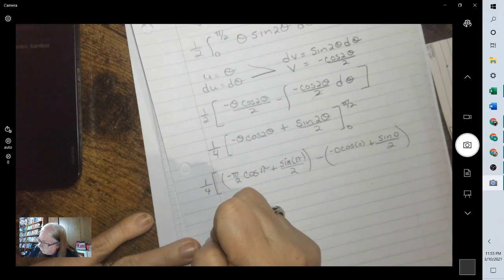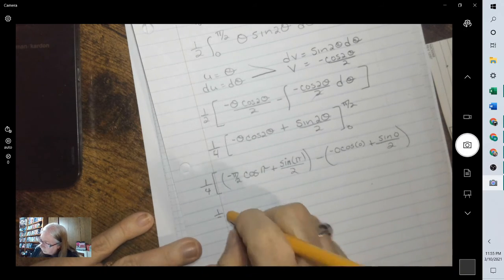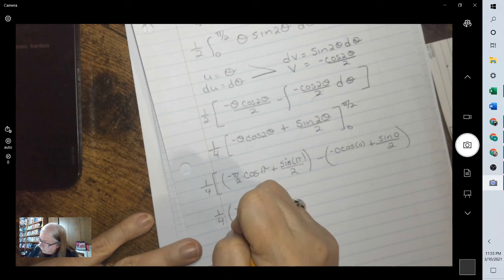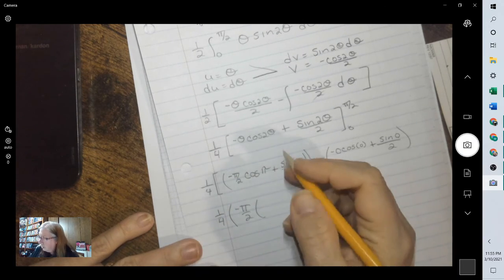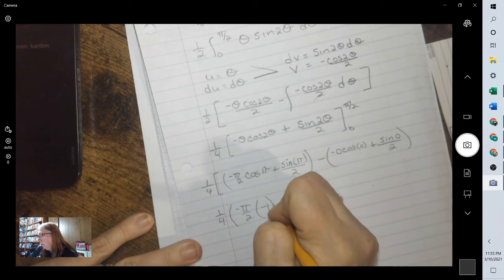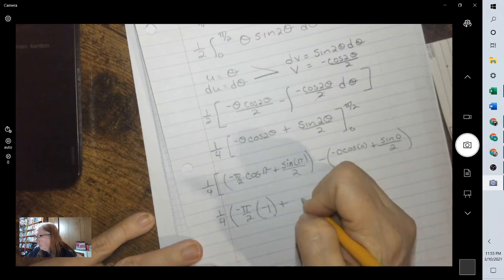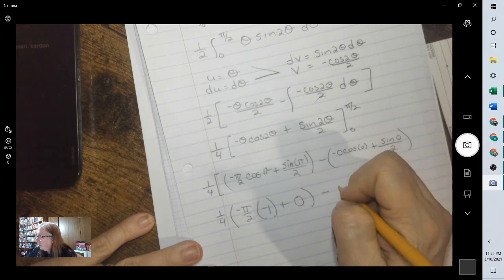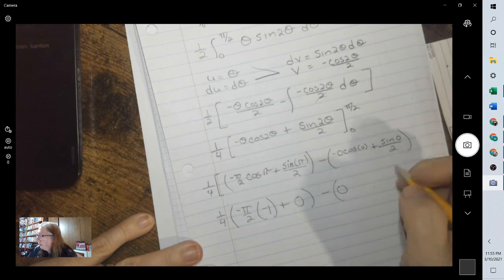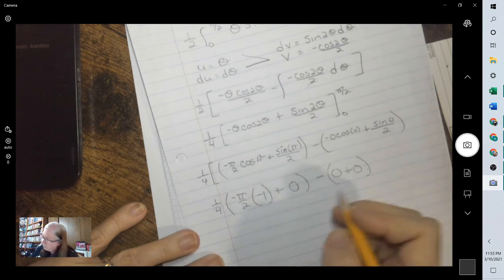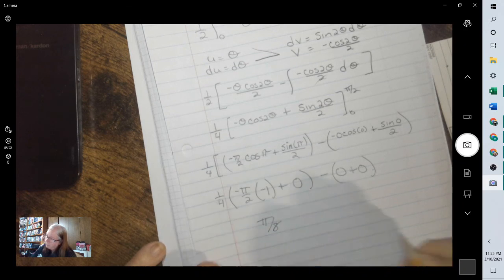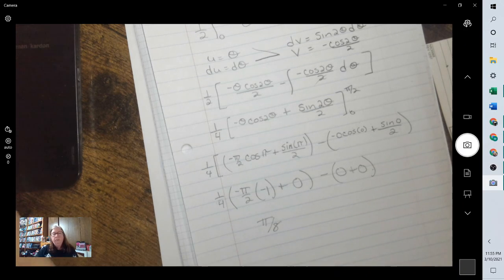This one, we have 1/4 negative pi over 2 times the cosine of pi, which is a negative 1. And then this one is sine of pi, which is 0. This is 0. And the sine of 0 is 0. Multiplying these together, we have pi over 8. And so we get our answer is pi over 8.